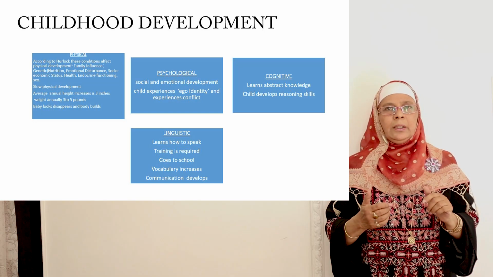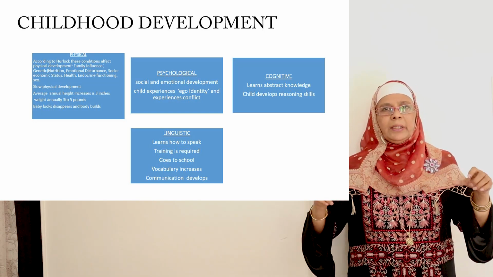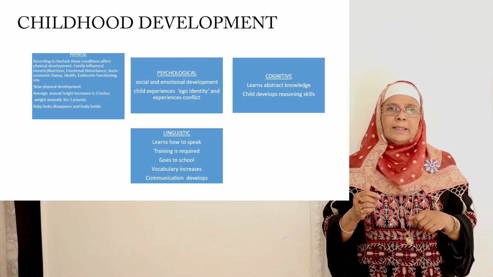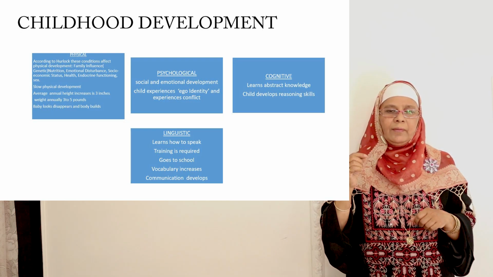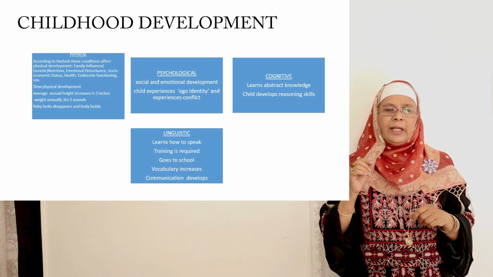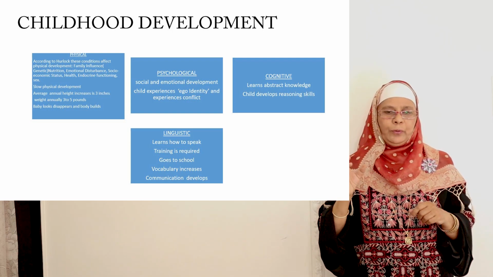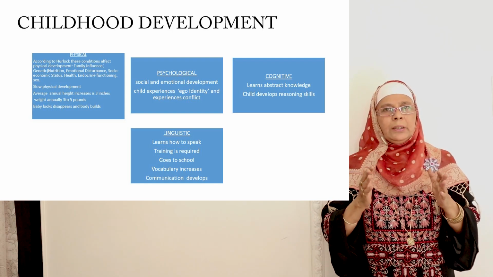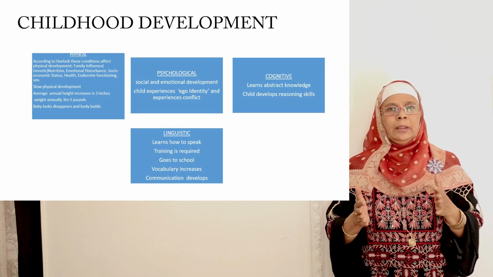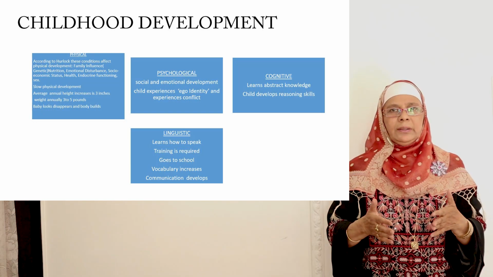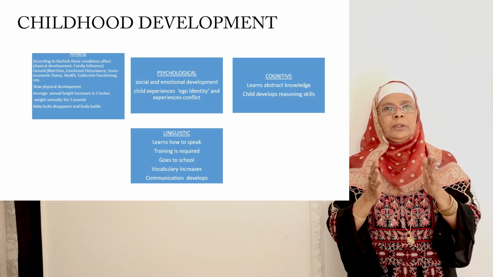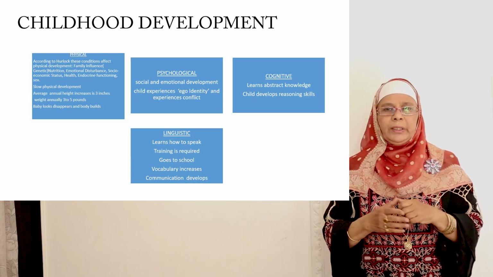Second aspect is that development during this period slows down a little bit. Height increases at the average annual level, that is 3 inches, and weight increases annually 3 to 5 pounds. Baby looks have disappeared during the childhood period, and now the baby's body builds. These are all physical characteristics and development of the child during childhood period.